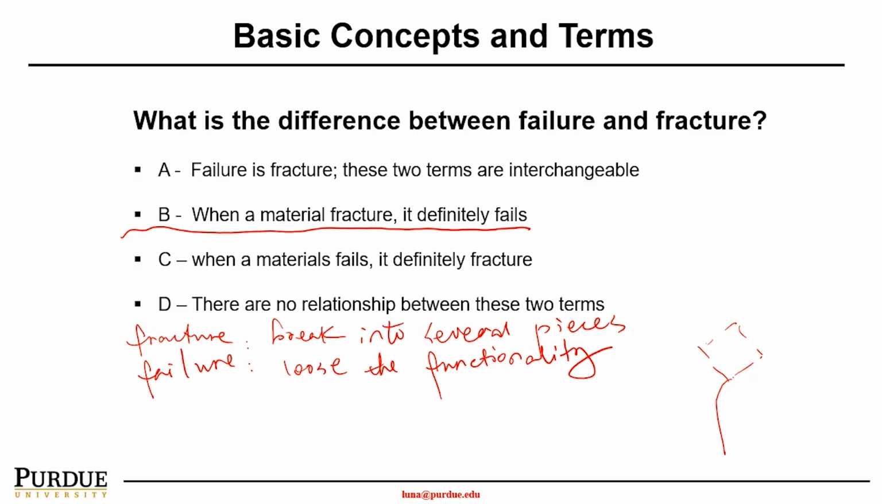You could see a scene like this, or even get a worst case scenario. So it could be like that. Therefore, the stop sign will lose its functionality as a stop sign, but the material still stays in one piece. So in this case, we call it failure.